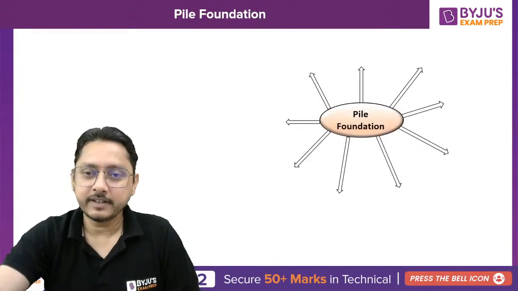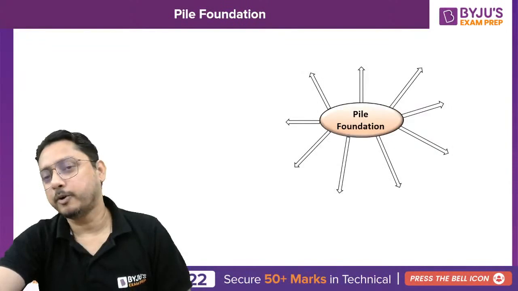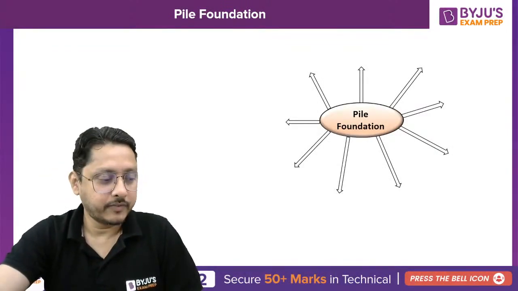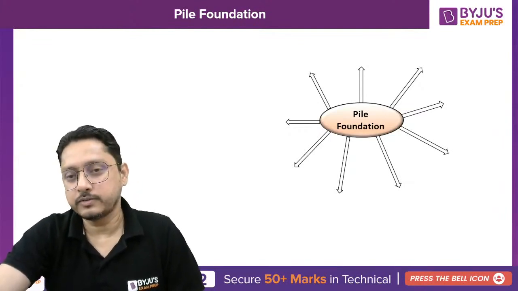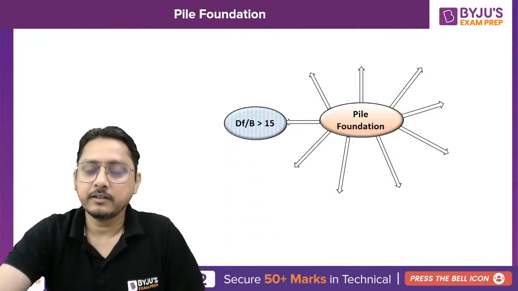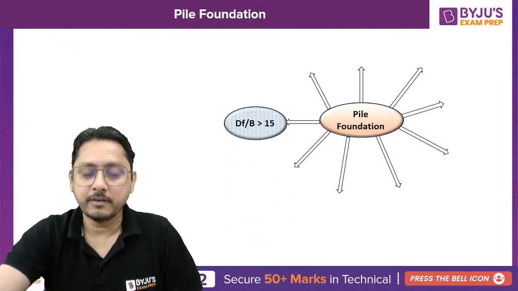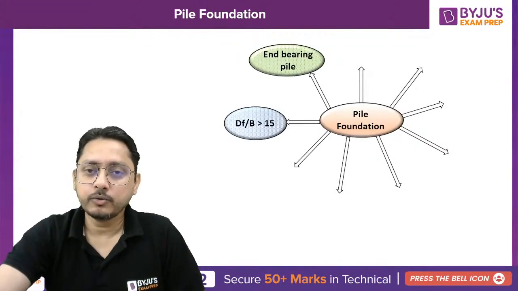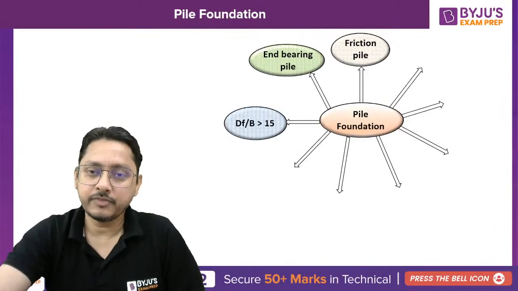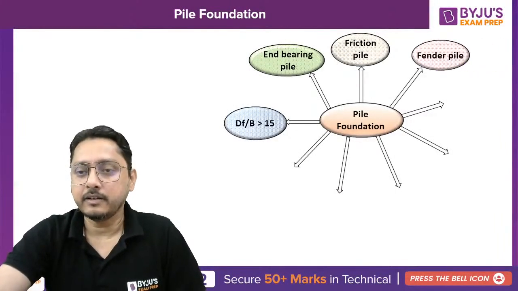In a pile foundation, there are different types of pile, depending upon the type of material you are using and the type of installation. There are a lot of different piles, but I have taken a few of them which you should know. First of all, if the foundation depth by width is greater than 15, we call it a pile foundation. So we are classifying it based on end bearing pile and friction pile. You already know that a pile can take load based on its end bearing and friction, which I will let you know. Then you have a fender pile.